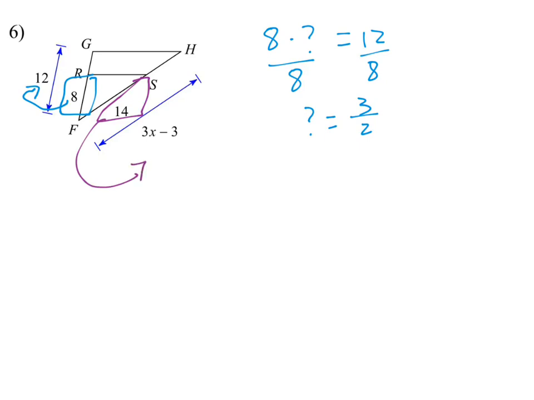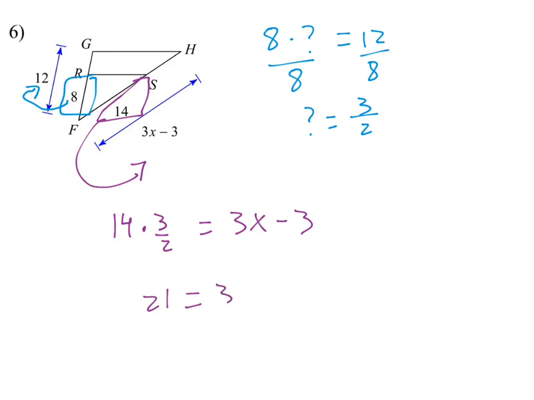Which means we can take this 14 times by 3 halves, and you'll get the long length. So small length times scale factor will get big one. And so 14 times by 3 halves is going to equal 3x minus 3. 14 times 3 halves, let's see, I'm going to use the magic of calculator to figure that out, because I'm lazy. It gives you 21.